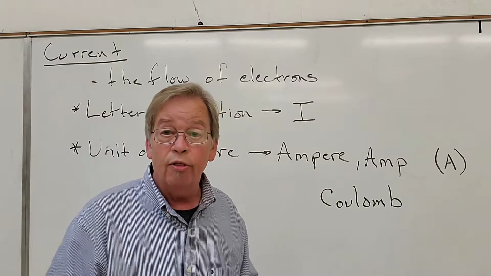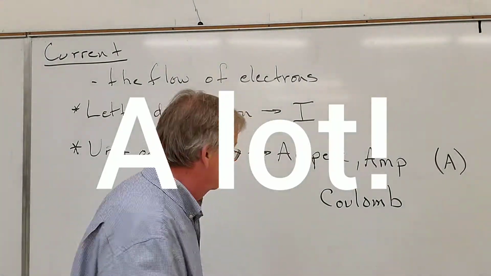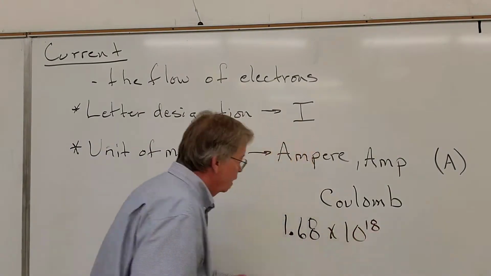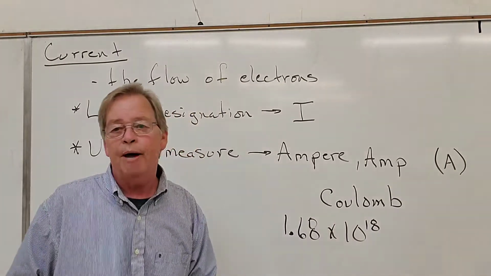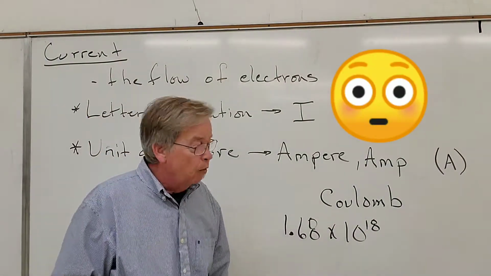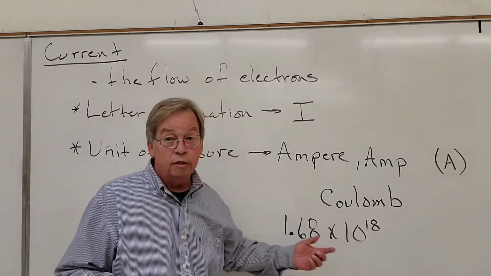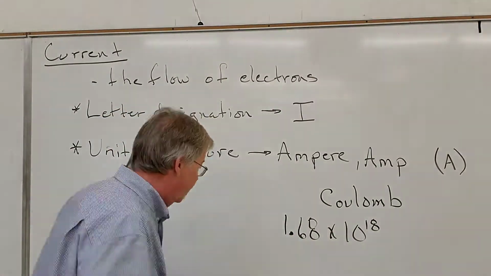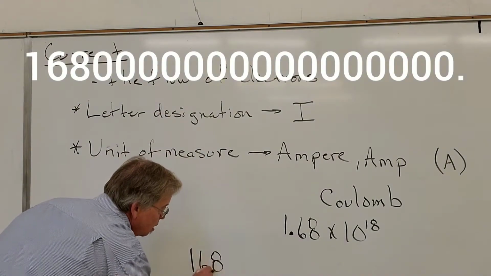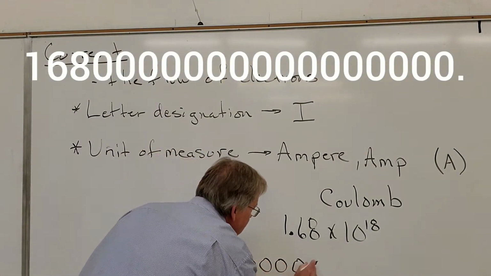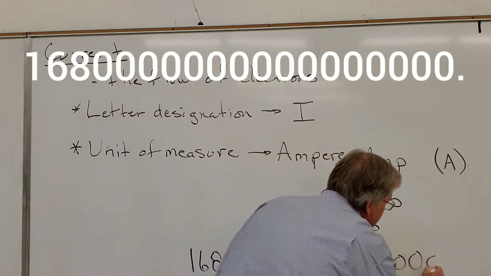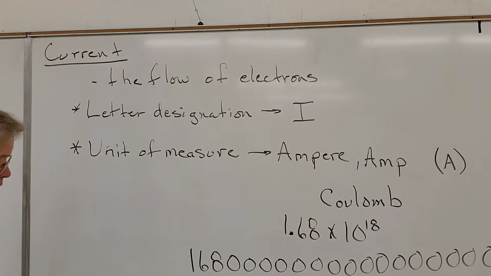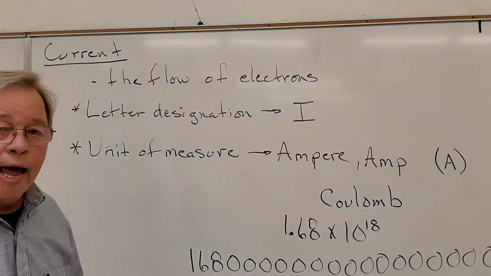Now, how many electrons are there in a coulomb? Well, there are 1.68 times 10 to the 18th power. Yeah, how much is that? Well, actually, next session, we're going to learn about exponents and why we use them and that sort of thing. But I'll tell you this, 1.68 times 10 to the 18th is that much. How much is that? Who can tell me how much that is?